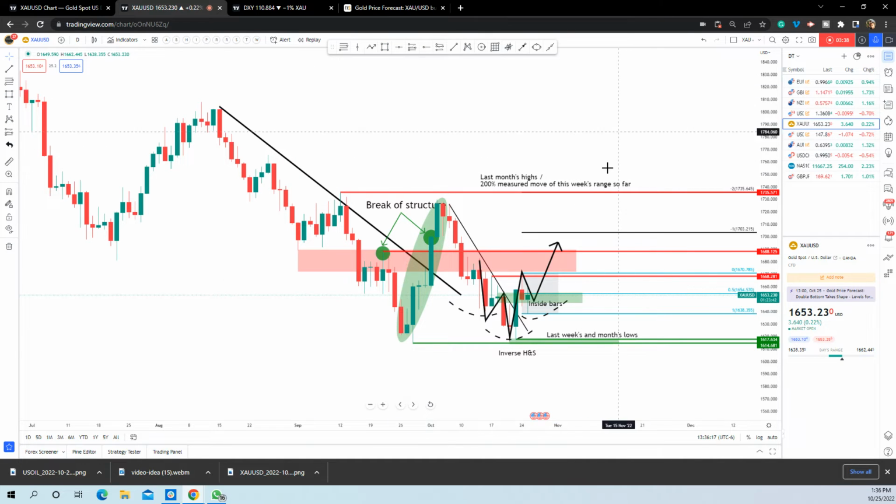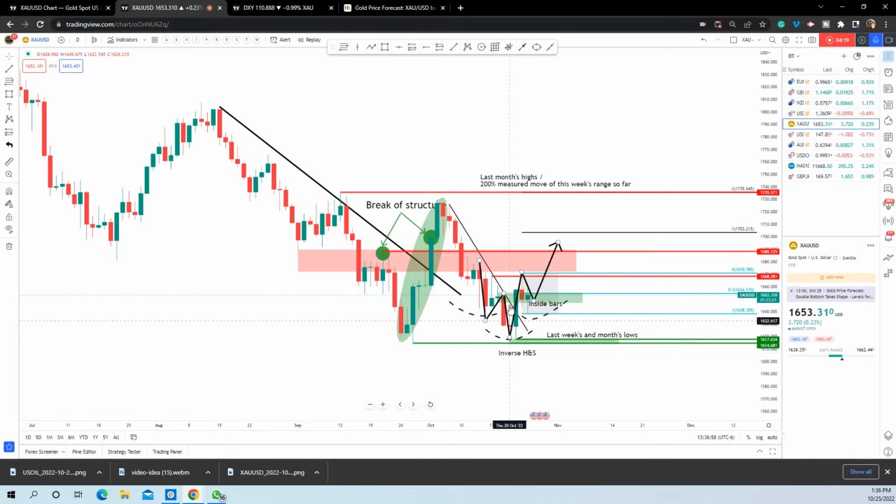We also have prospects of a head and shoulders. So head, left-hand shoulder, right-hand shoulder, so an inverse head and shoulders. So this is very much looking bullish to me, and stalling at last week's and last month's lows. If we measure this range so far, a 200% measured move to the upside coincides with last month's high. And in doing so, in that move, see, we've already broken to the backside of this trend line, the correction of the break.